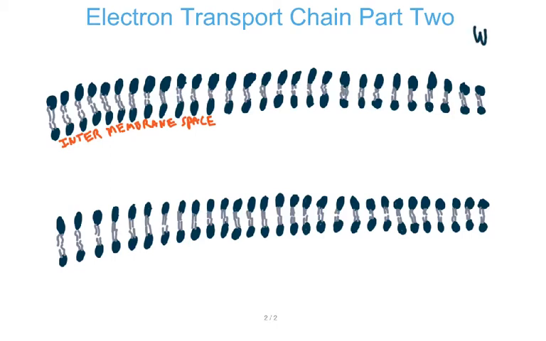Alright guys, welcome back to Underground Science, and today we're going to be picking up from where we left off in the electron transport chain part 1 video. Remember, we left off talking about complex 1, also called the NADH dehydrogenase coenzyme Q oxidoreductase complex, right? So let's go and get started.